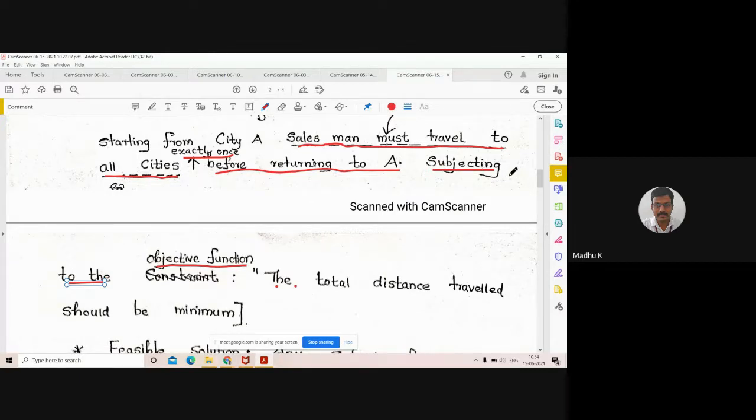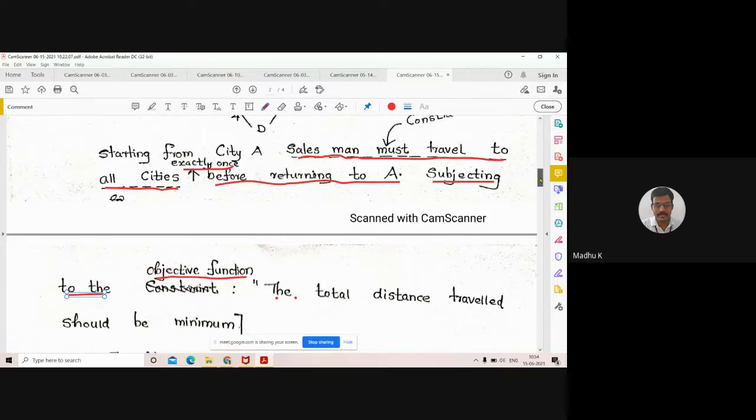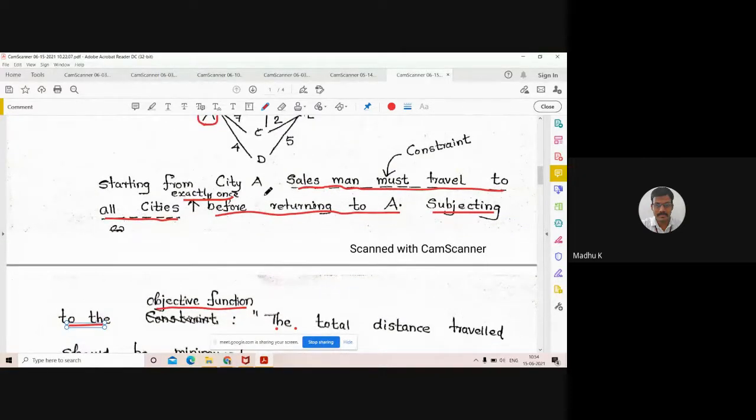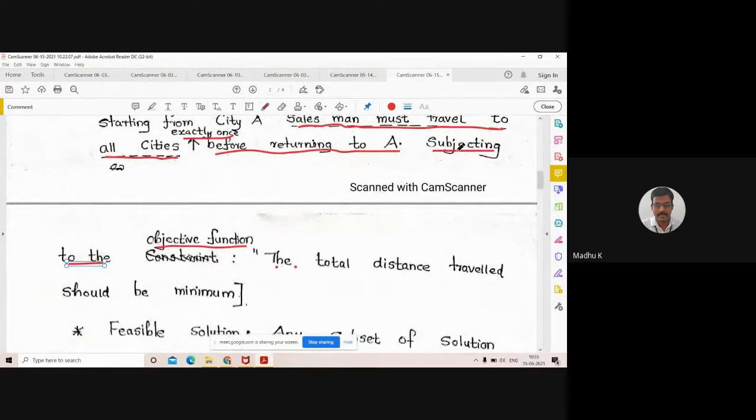So in this case, the TSP problem, starting from city A, the salesman must travel to all cities exactly once before returning to A. This is the constraint of this problem. A solution should satisfy this. Additionally, the solution should satisfy, subjecting to the objective function, the total distance traveled should be minimum. This also should be satisfied. That is, there exists an objective function that should be maximized or minimized.